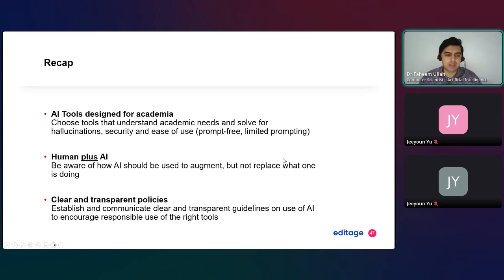So just to summarize, AI tools designed for academia, that is what we discussed. We looked at its advantages, and also we looked at where we need to be careful. And then the second point is about human plus AI. That is something we should be doing. We should use these tools to our advantage. We should not use them to completely replace us.